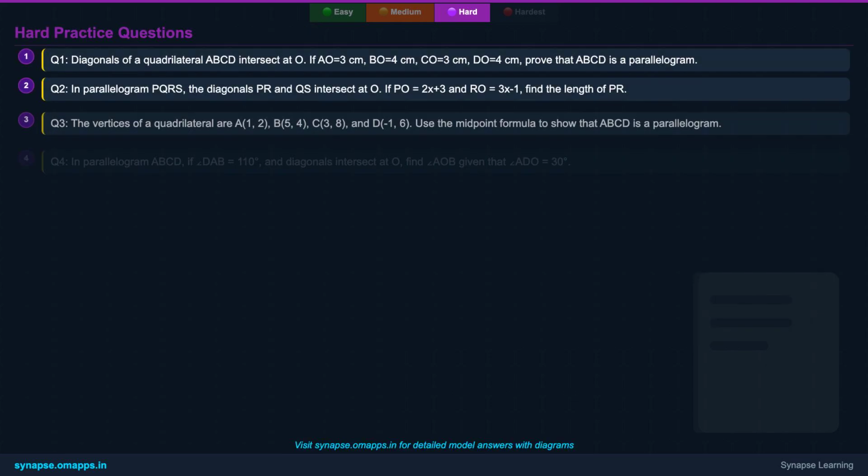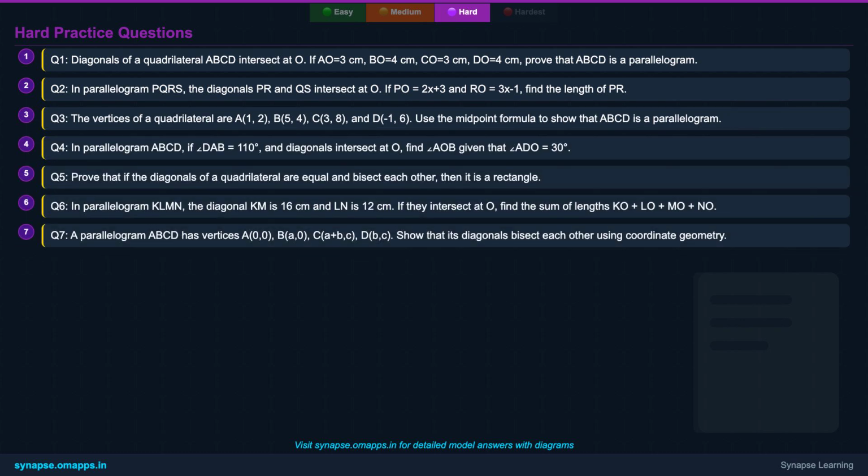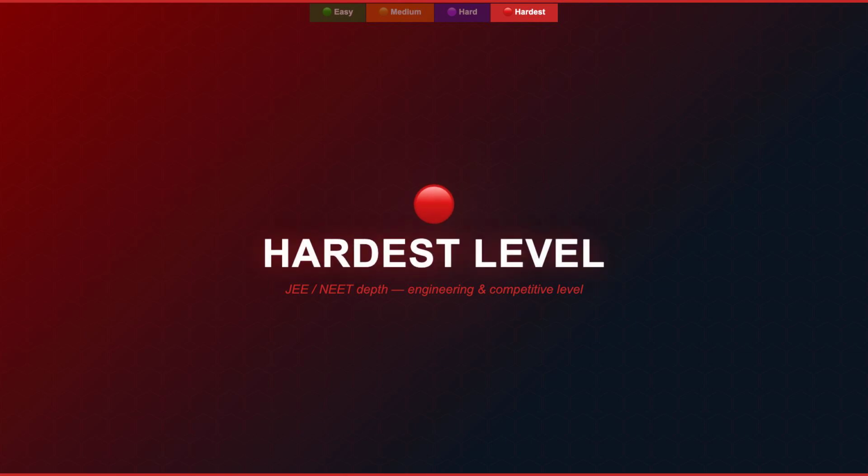Now, let's tackle some hard-level problems. These questions will challenge your understanding, requiring you to integrate the diagonal bisection property with other geometric concepts and possibly use coordinate geometry. Think critically, break down the problems, and show your steps clearly. Pause, solve, and then check your work. You've got this. Welcome to the hardest level.